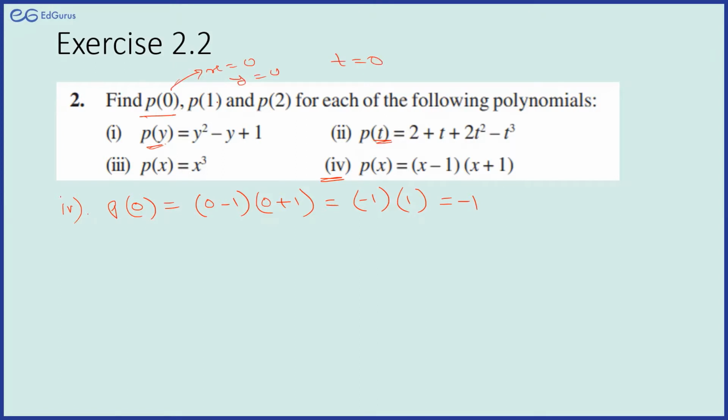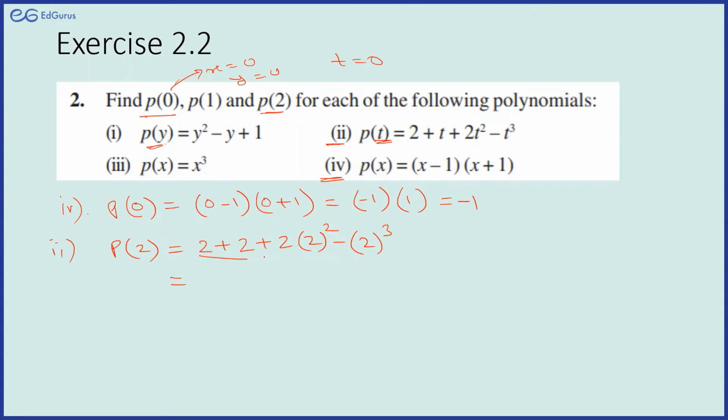Now suppose I want to find number 2, p2. So what will p2 be? For number 2, I substitute t as 2. So 2 plus 2 plus 2 square minus 2 cube. So wherever t was, I put brackets and substituted the value of t.